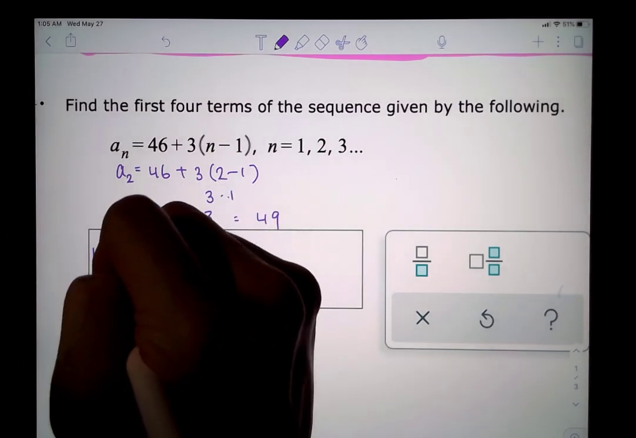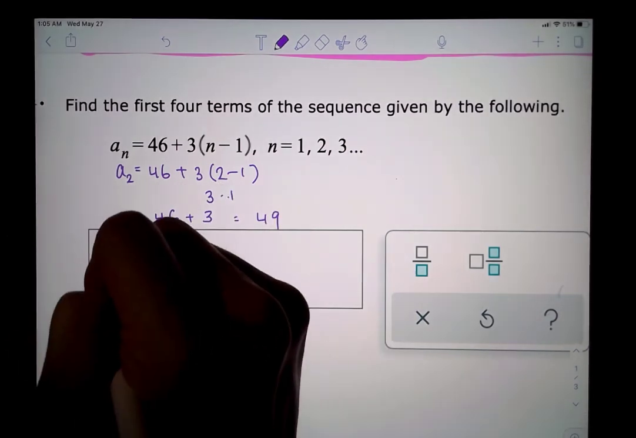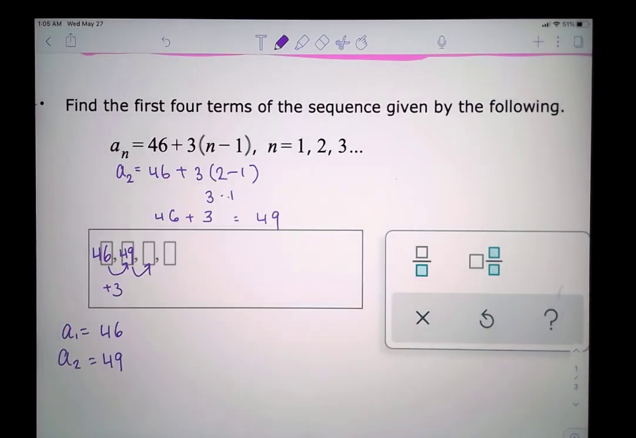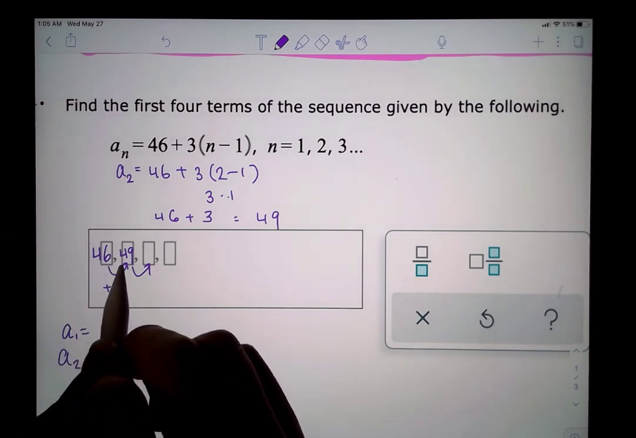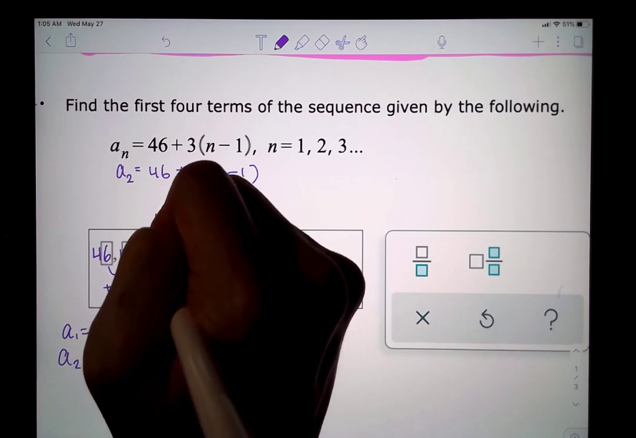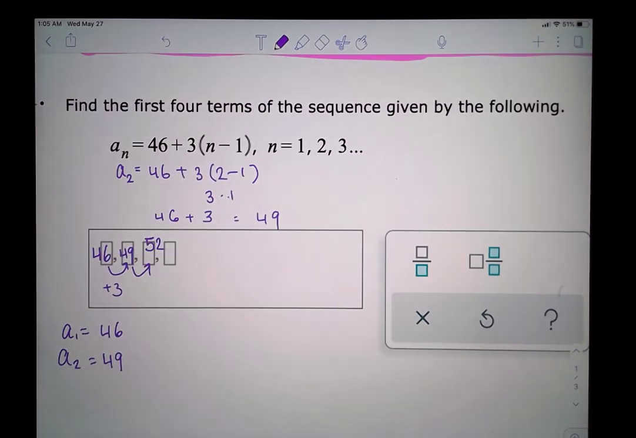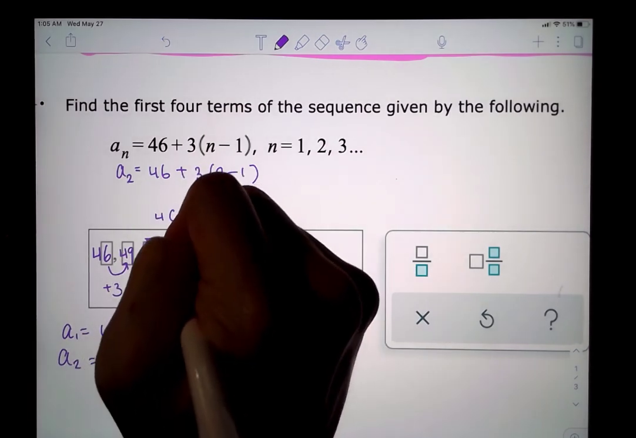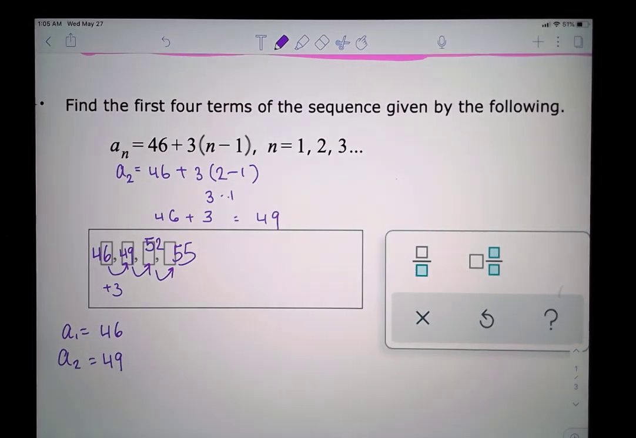So that's plus 3. I'm going to add 3 because I already got my pattern. All right, so plus 3, then you get 52, right? 49 plus 3, then you get 52. And plus 3 from 52, then you get 55. Like this. So you will get number 1 like that.